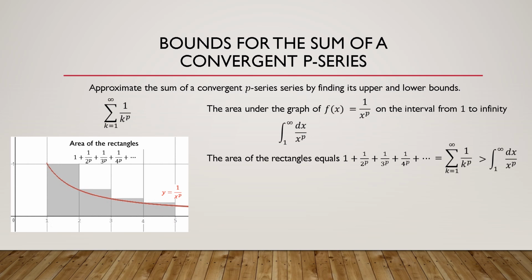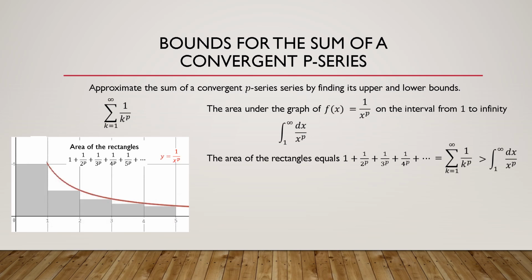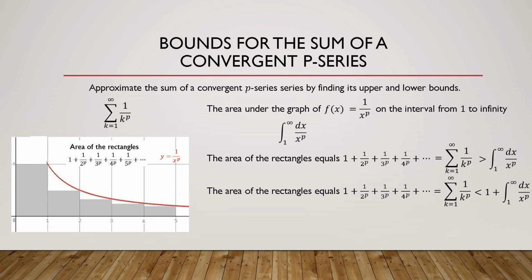The next set of rectangles starts on the left side of the interval. In this one, the areas of the rectangles can be expressed as the same sum, but this time the rectangle from the left with an area of 1 is separated, so that the sum is less than 1 plus the integral from 1 to infinity of dx over x to the p.